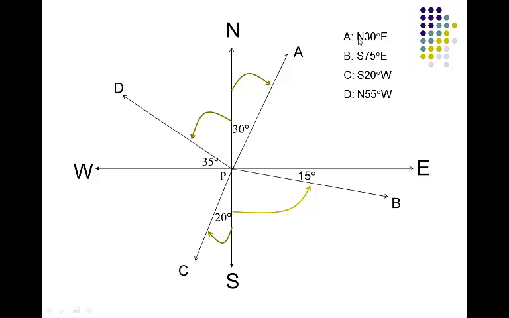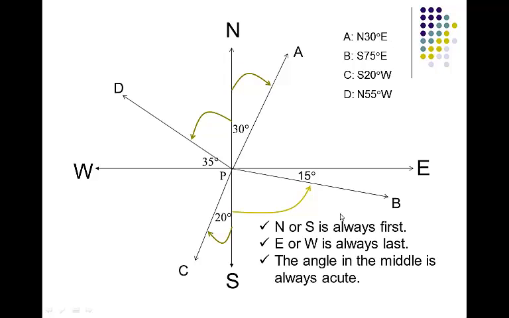So look at these. They all have north or south first. They all have an acute angle, and they all have east or west last. And here, recap it again. North or south first, east or west last, and the angle in the middle is always acute.